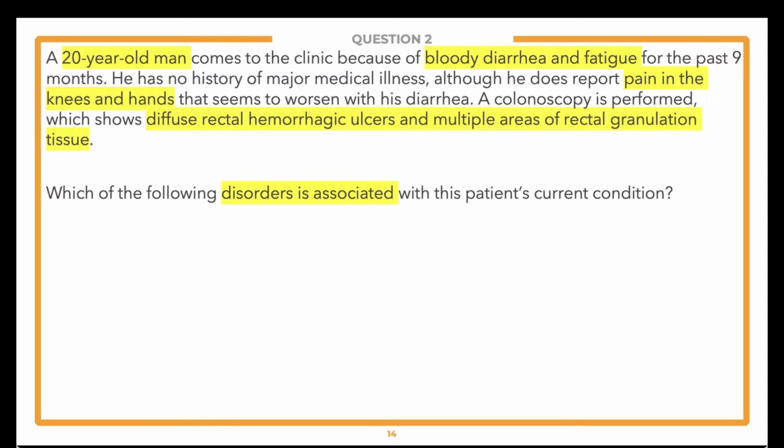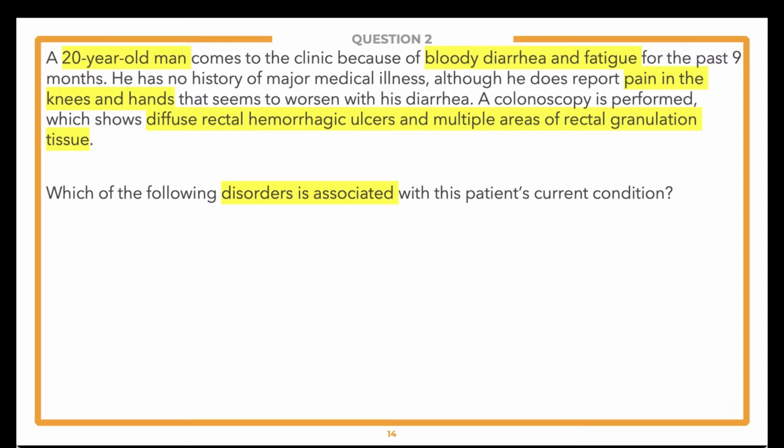Okay, you got a 20-year-old man, bloody diarrhea and fatigue. Okay, so a bell should be going off in your mind. Not many things cause bloody diarrhea, right? You've got to think about what that could be. 9 months is also kind of important here, but I didn't highlight that. And pain in the hands, knees. Okay, so we've got some joint pain. That seems random. Why is he getting joint pain with bloody diarrhea? What's the association there? But it's associated with the diarrhea, so they're related somehow.